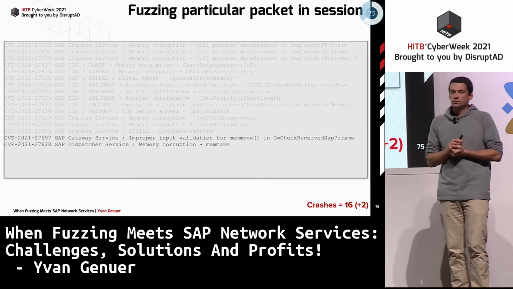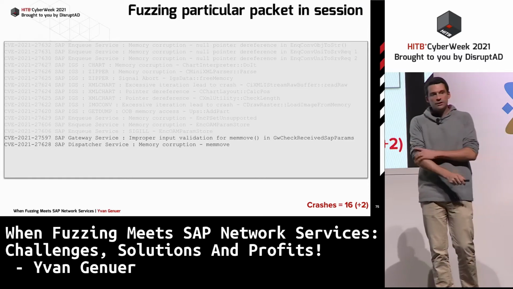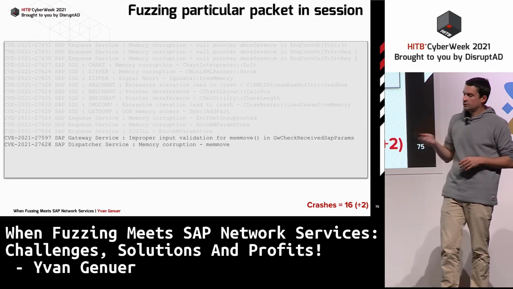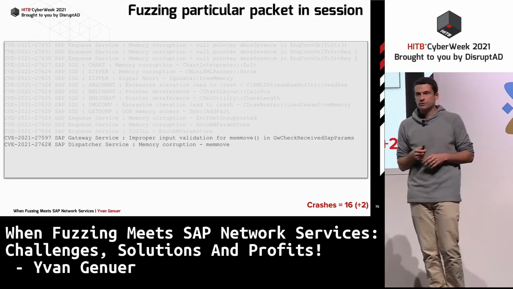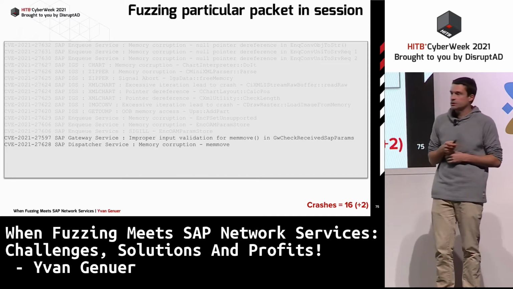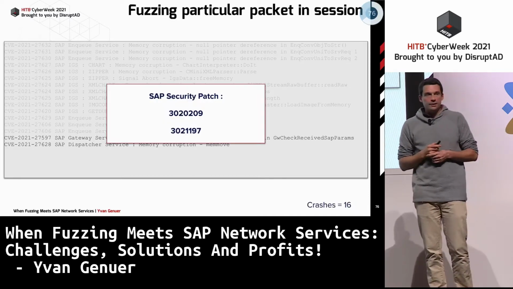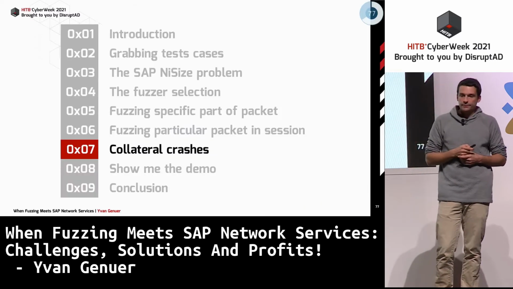So we found two new crashes like that, one in the SAP gateway. This is the SAP gateway. It's a very, very robust service on SAP, trust me. And one in the dispatcher. And these are the patches.